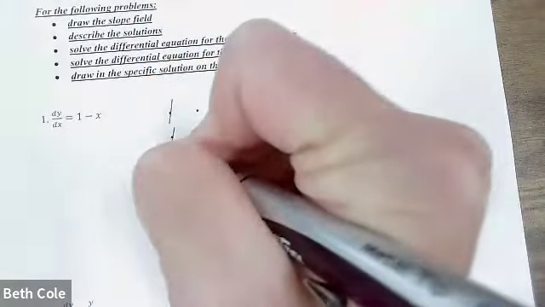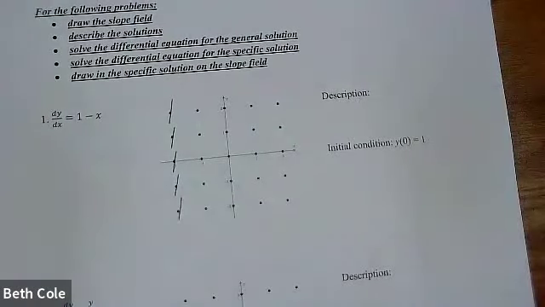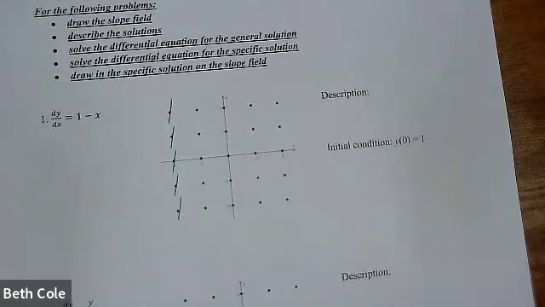Up 3 over 1. About like that. Good enough. It should be positive. It should be fairly steep. Good enough. Right? Just in relation to each other, they need to make sense.